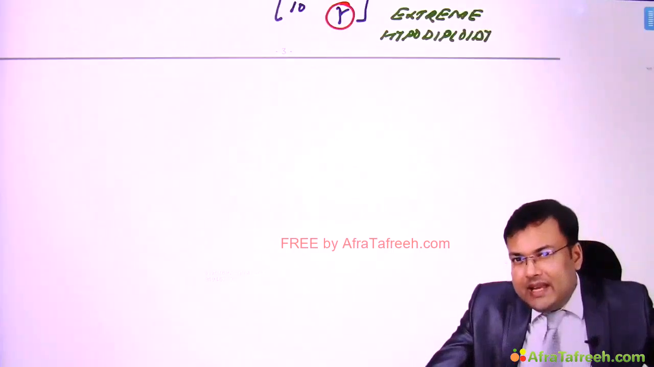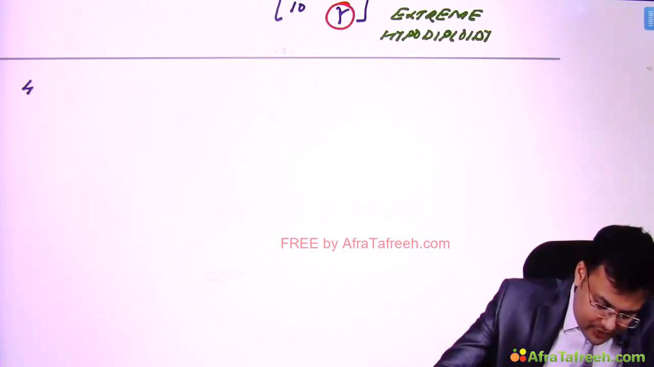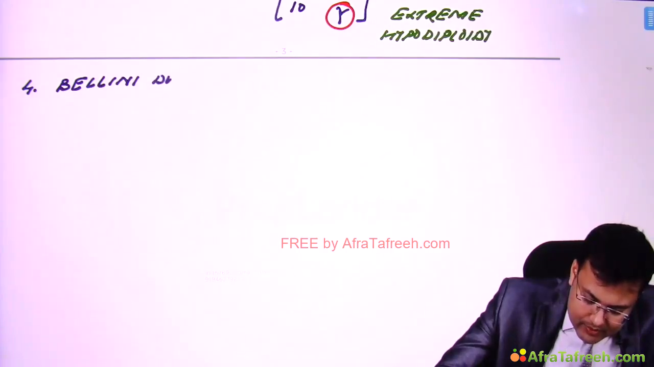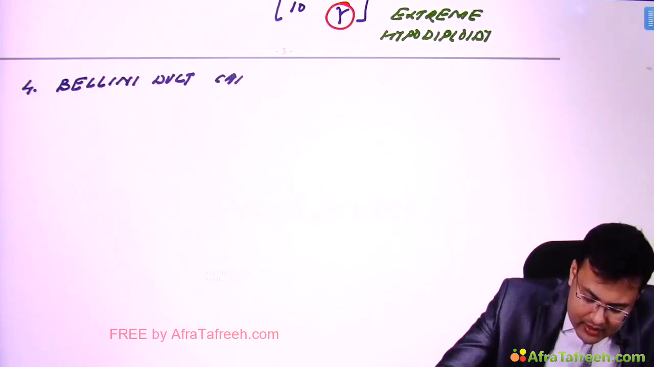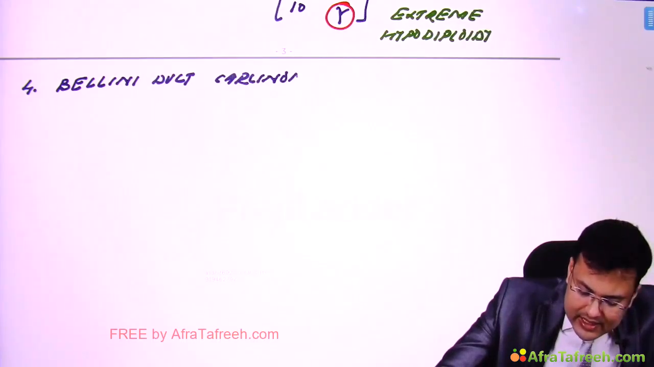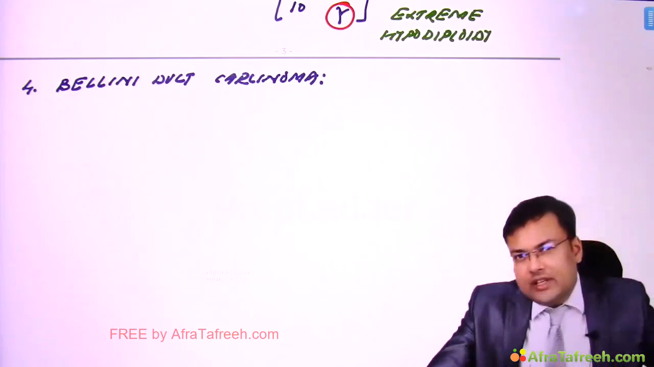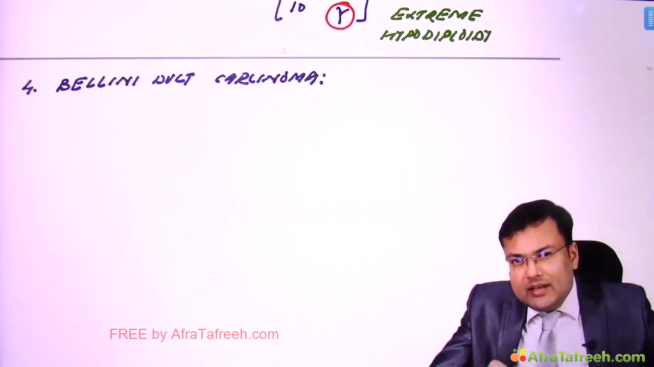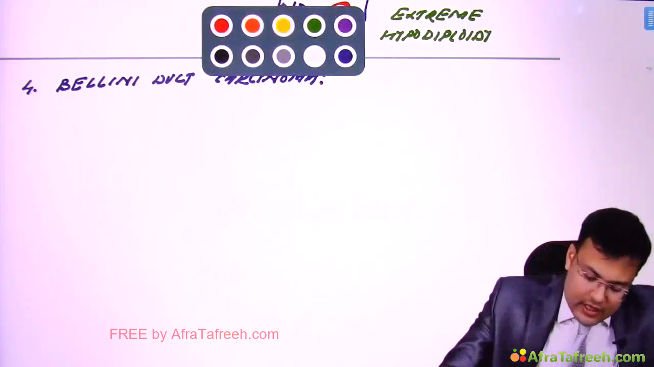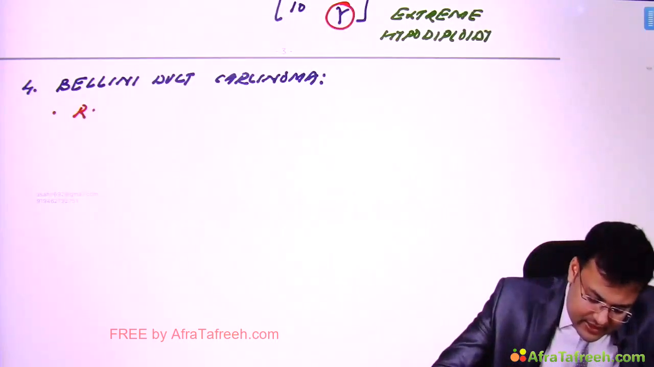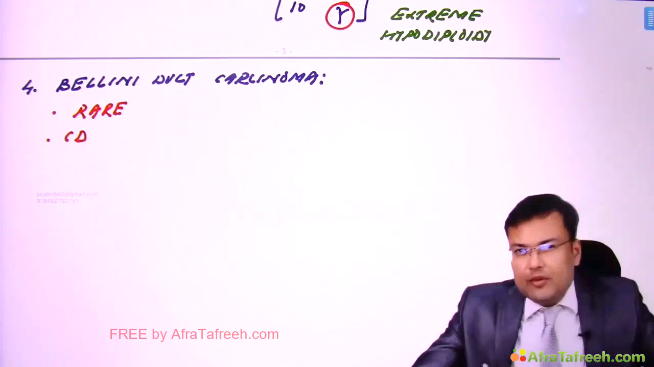Next variant is Bellini duct carcinoma. So this is Bellini duct carcinoma. It arises from the collecting duct. It is rare and has a poor prognosis.